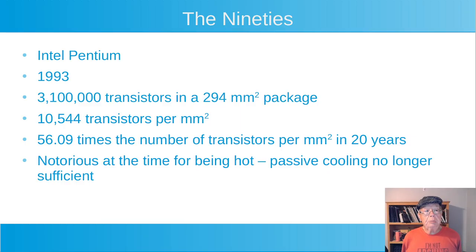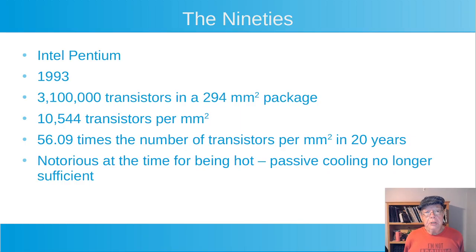It has approximately, because at this point, it's no longer possible to count individual transistors. They're just too small. Approximately 3.1 million transistors in a 294 square millimeter package, which is 10,544 transistors per square millimeter. That's 56.09 times the number of transistors per square millimeter in 20 years. That is an absolutely insane increase.